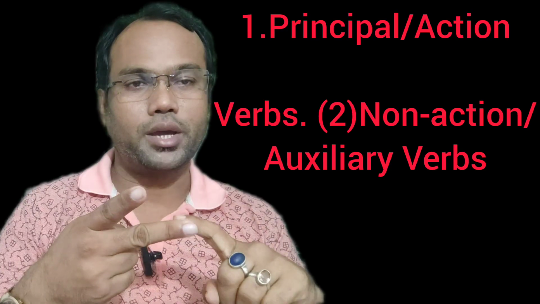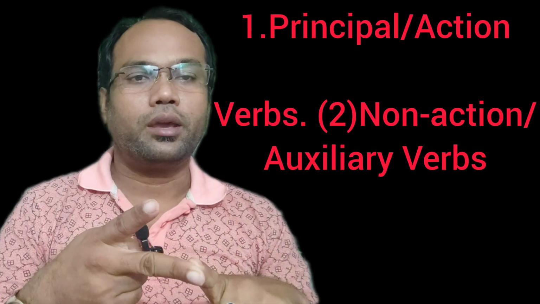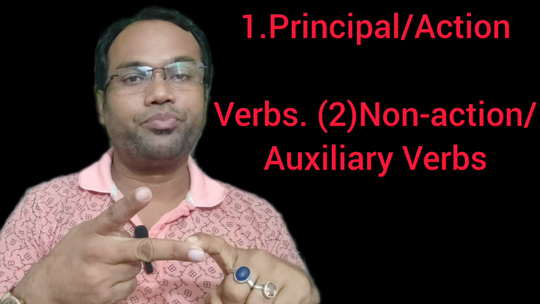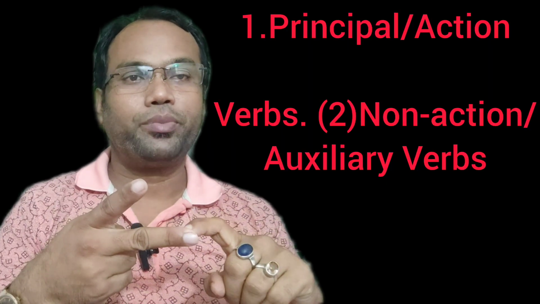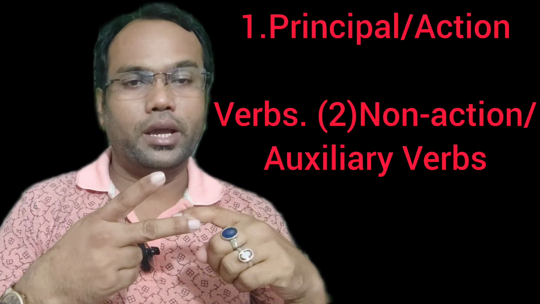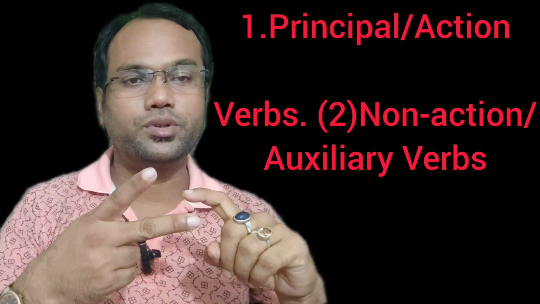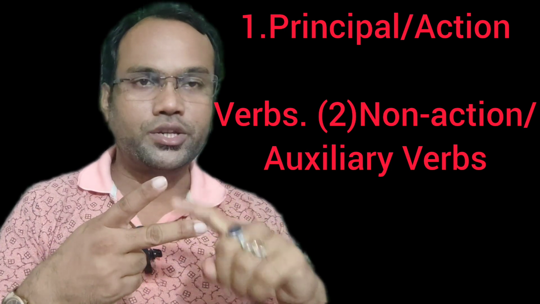First one is principal verb or action verb. Second one is auxiliary verb or supporting verb or non-action verb. When we mention any action that is going to happen, we need to use an action verb or principal verb, and those verbs have a specific meaning and indicate the happening of an action. Those verbs are called action verbs.